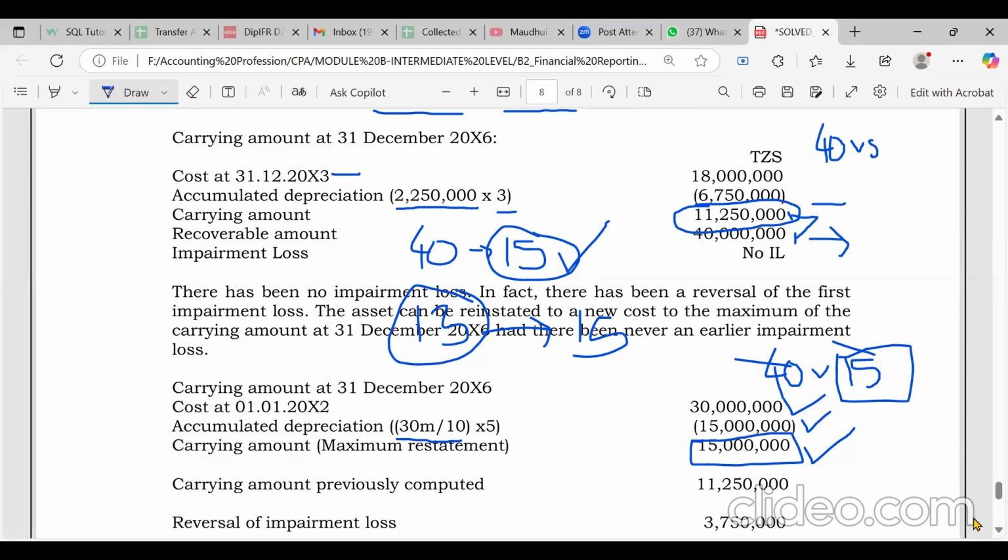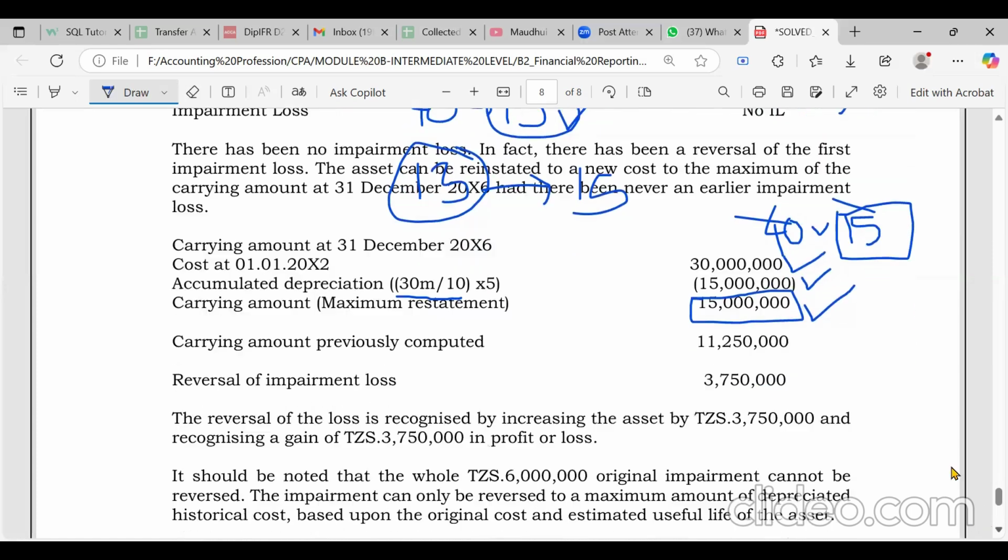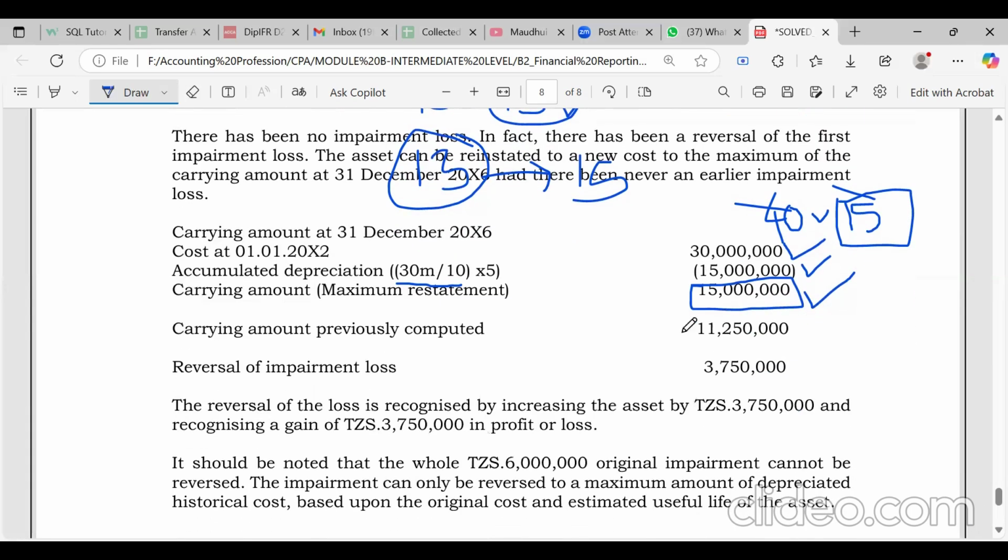So how are you going to do the increase to 15? We would say it should be 15 minus the carrying amount, right? Which gives us 3.75. This one would be the reversal of impairment. And I hope we will know what we spoke about. We are not adding it. Yes, we are adding it. We first have to get it.